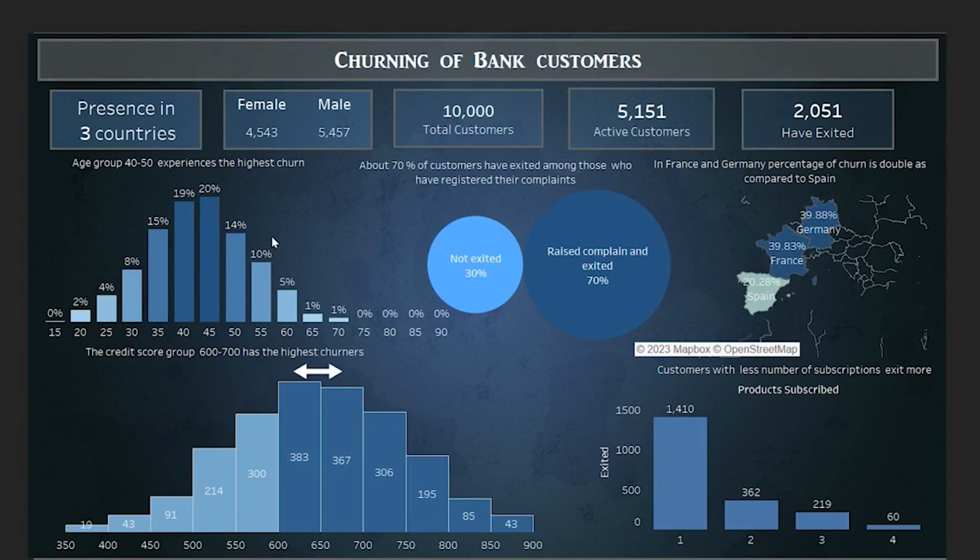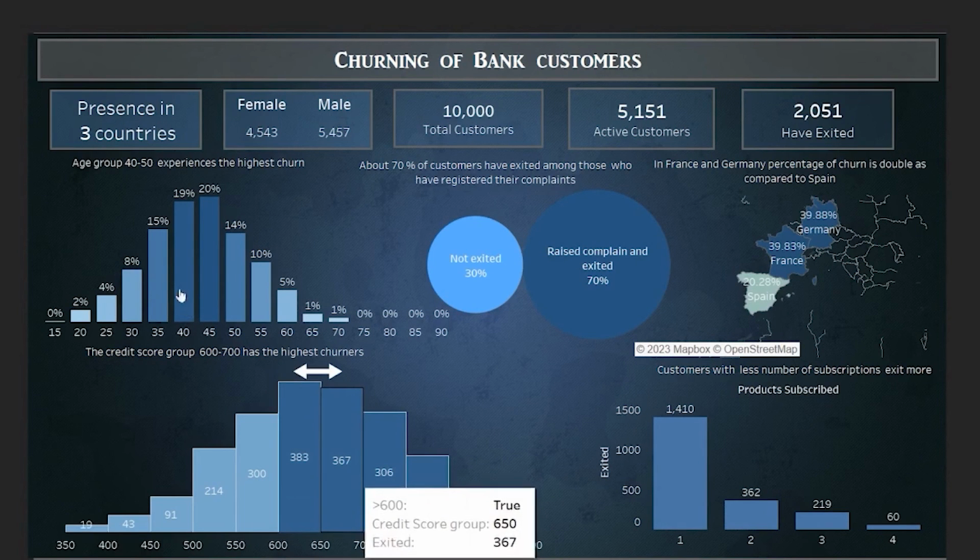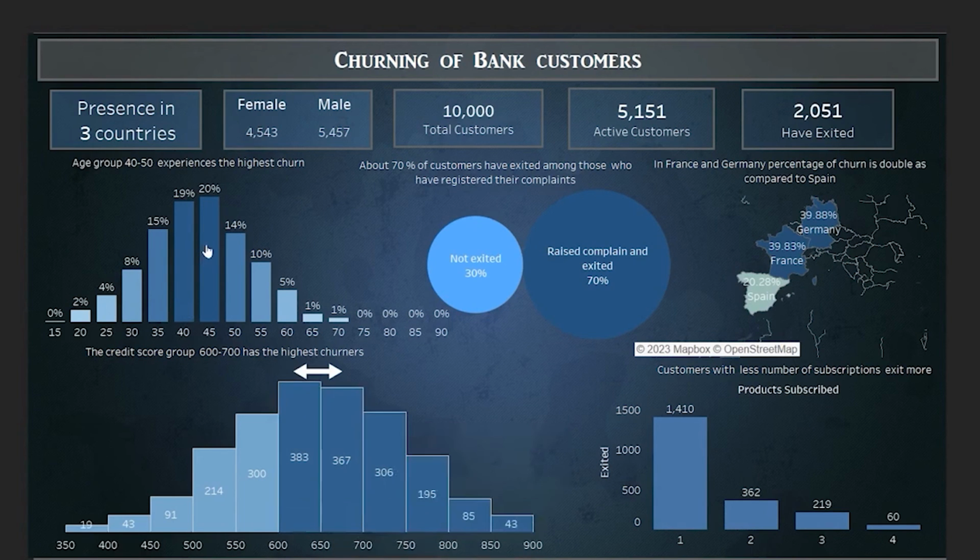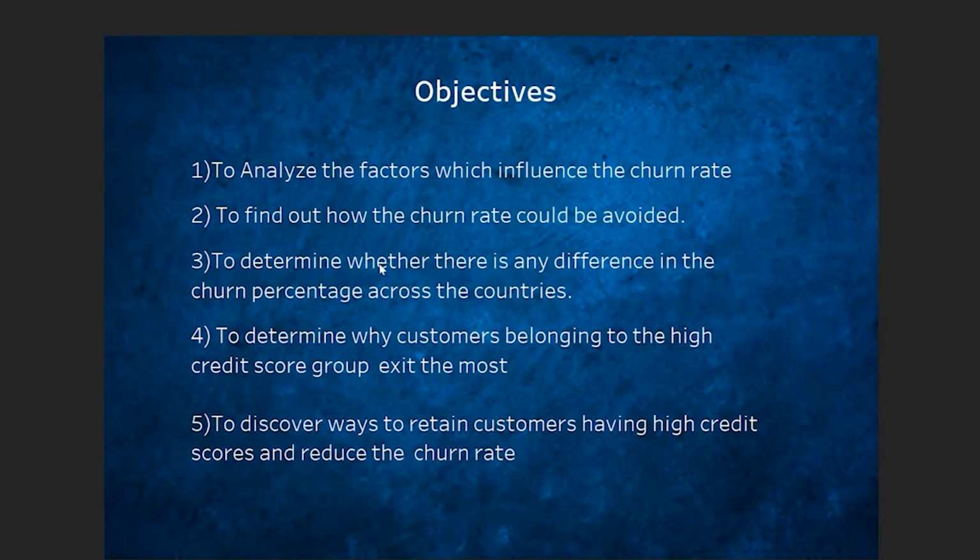However, the concern here is that in spite of belonging to the high credit score group 600 to 700 as shown in the fourth visual, customers are exiting more. This may be because of the fact that expectations of the customers are not met. Customers might have switched to other banks where they can get more credit facilities at a lower interest rate and faster.